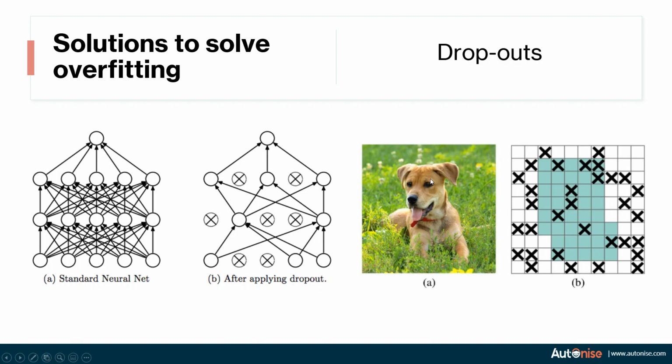So it might look at the features of the eye, of the nose, of the mouth, and so on to be able to predict whether it's a dog or a cat. Hence, the model will generalize better as well. So, this is how the training happens.